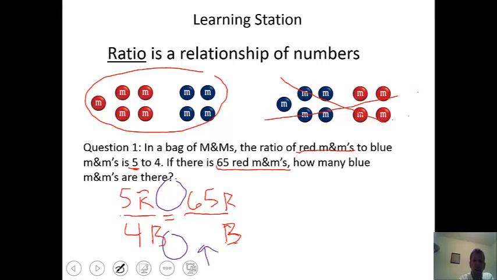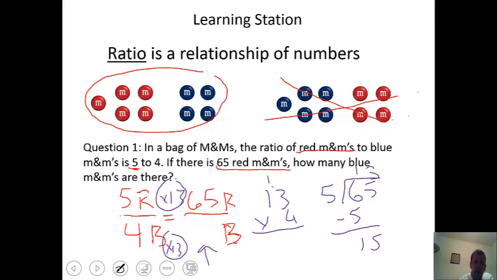Alright, so I'm going to divide 65 by 5. And I get 13. So I know that I have to multiply by 13 in order to get to the 65. That is the relationship. So I'm going to have to multiply by 13 down here. Now, let's actually multiply. 13 times 4 is 52. Alright, so I got 52. We know that if there are 65 red M&Ms, there will be 52 blue M&Ms. The ratio has to stay the same.